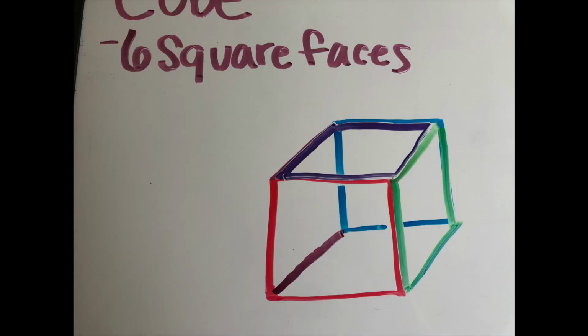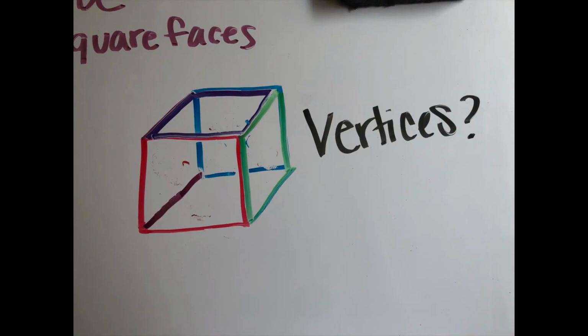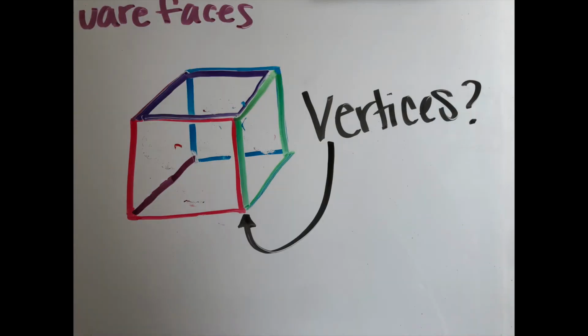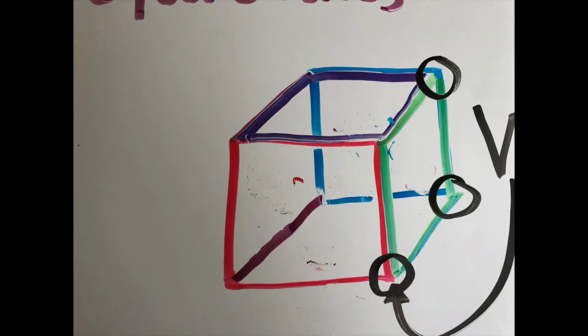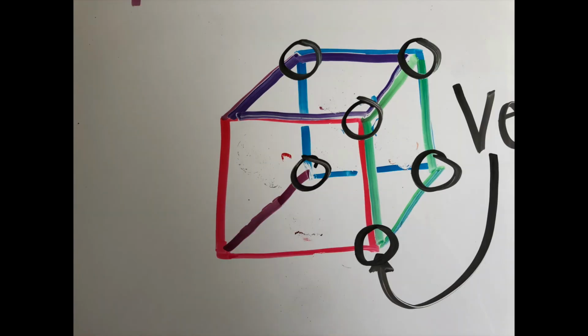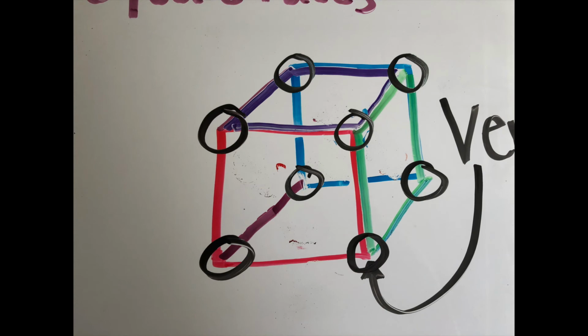So a cube has 6 faces, but how many vertices does it have? What are vertices? Remember, vertices are the edges or the points where 2 lines meet. So how many vertices does this cube have? Let's count. 1, 2, 3, 4, 5, 6, 7, 8. 8 vertices.